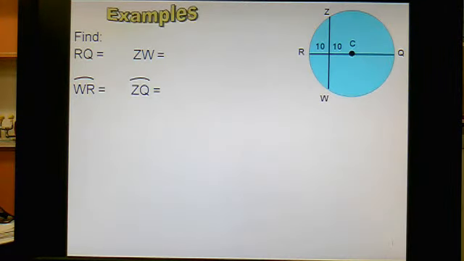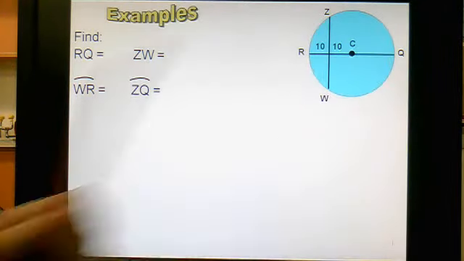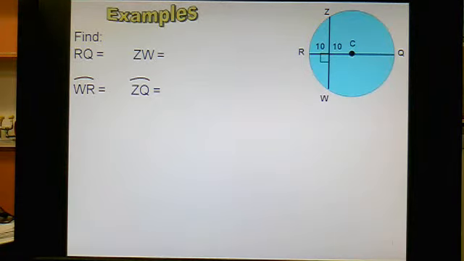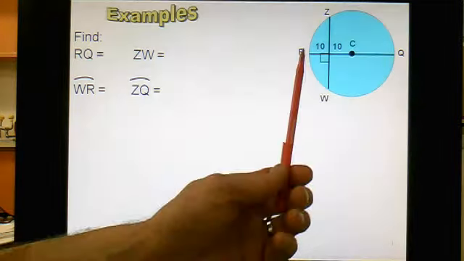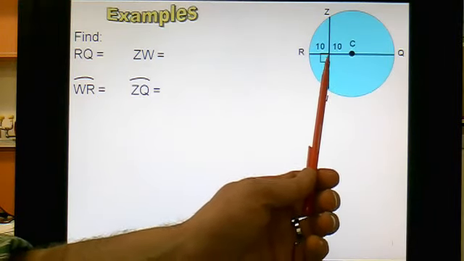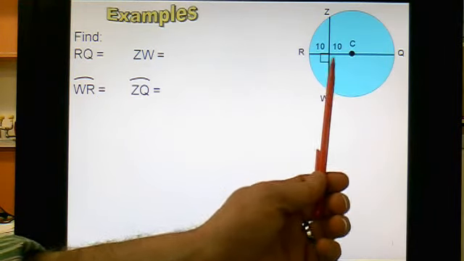The other thing I'm going to add on here, there should be a right angle here. I think I'm going to be nice to you this time and put it on there. I forgot to do it last time. The distance from R to that intersection is 10, and it's also 10 on the other side. From center to this intersection is 10.